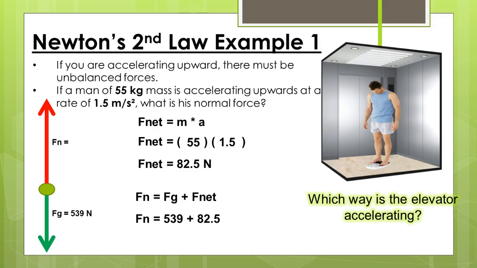I know that the normal force needs to be bigger. It needs to be unbalanced in that direction. So I'm going to add them up. 621.5 newtons. That's my normal force. I know I'm done when I have all of my forces labeled and a numeric magnitude next to each label.